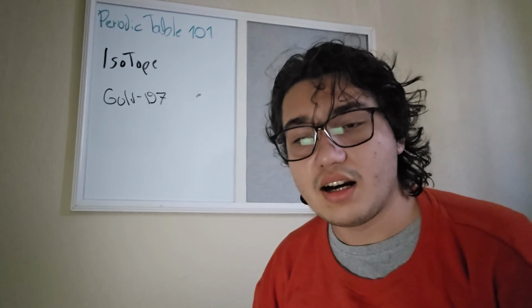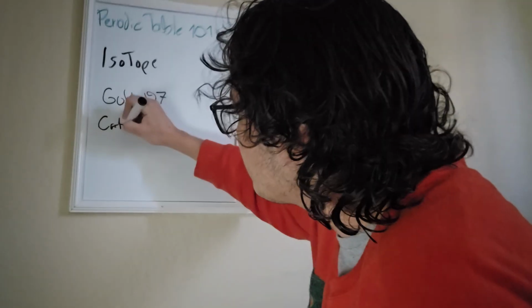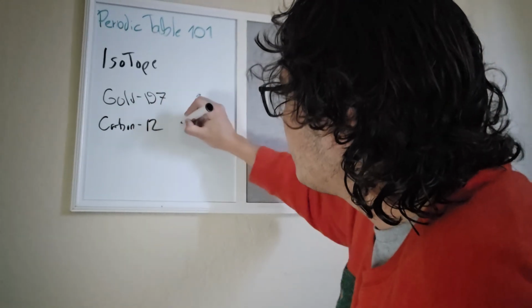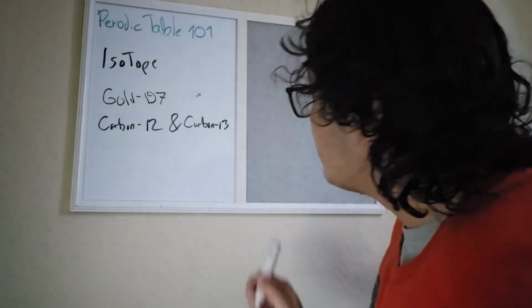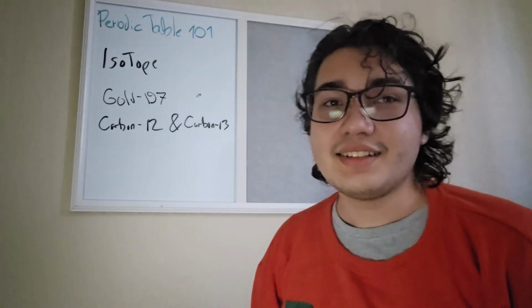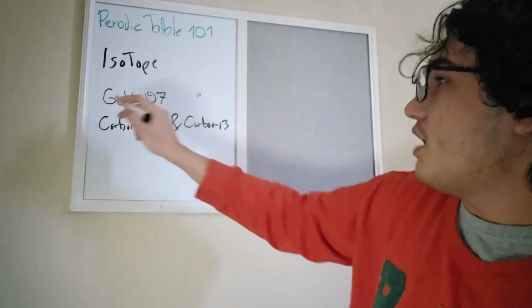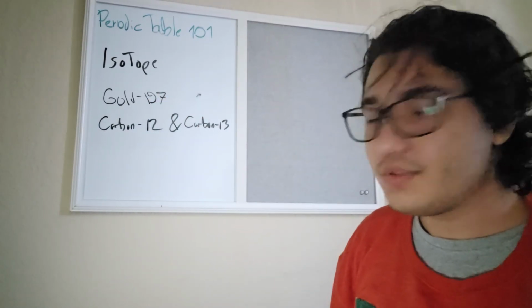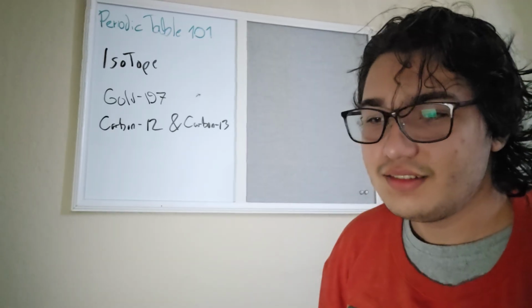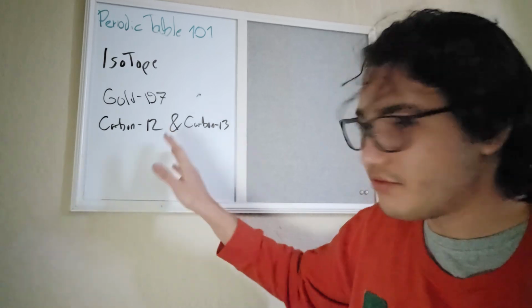Now the interesting thing comes when there's more than one prevalent isotope. For example, carbon. Carbon has carbon-12 and carbon-13. I forgot to explain that. Basically, when writing out an isotope, you write the element name, dash, and then the weight. I'm so sorry for not explaining that earlier. Let's continue on with what we have.